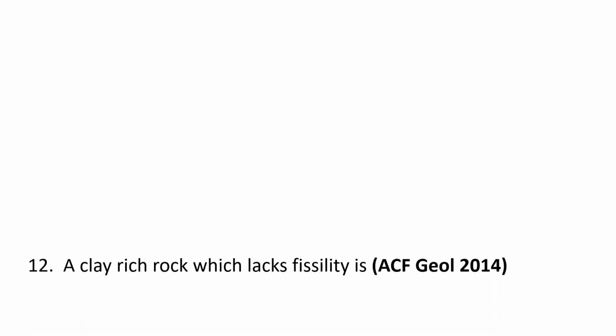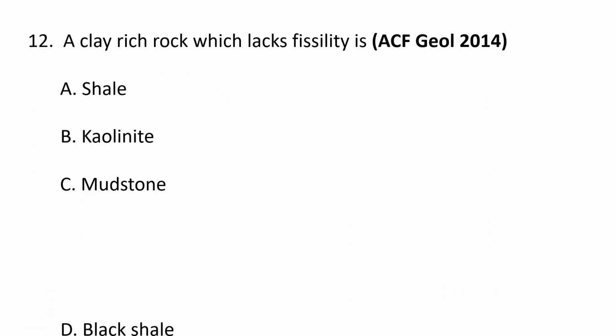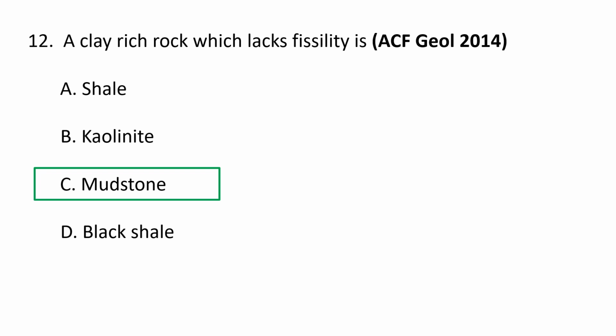Next question. A clay-rich rock which lacks fissility is: A. Shale, B. Kaolinite, C. Mudstone, and D. Black shale. A clay rock which lacks fissility is known as a mudstone. So, mudstone lacks fissility, whereas shale, kaolinite, and black shale contain fissility. So, C. Mudstone is the correct option.